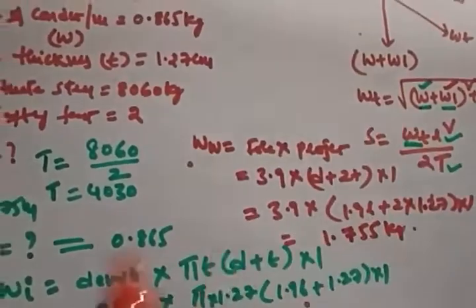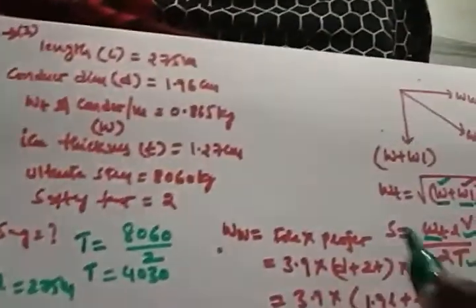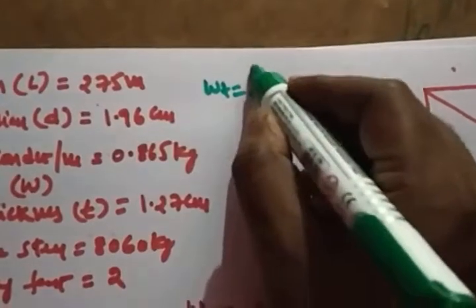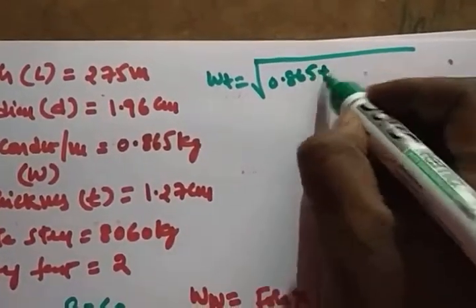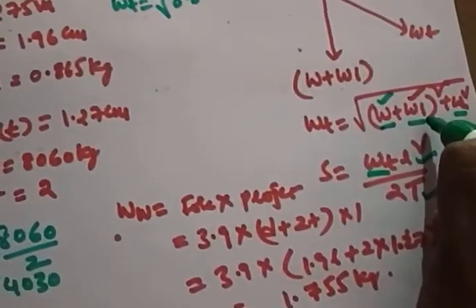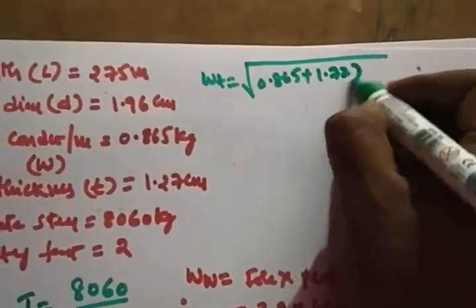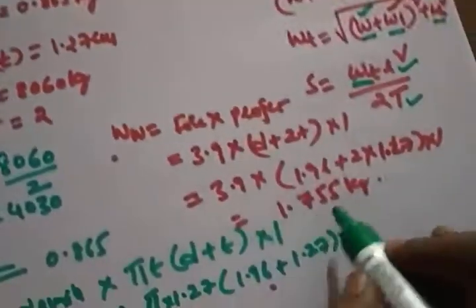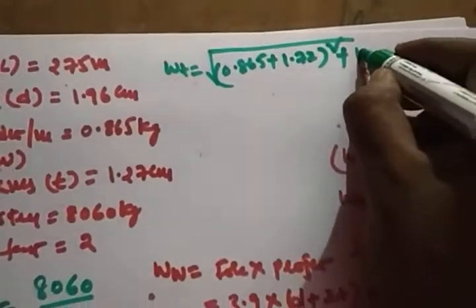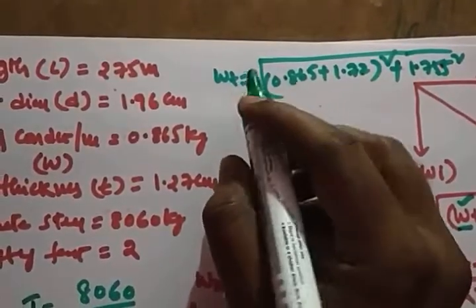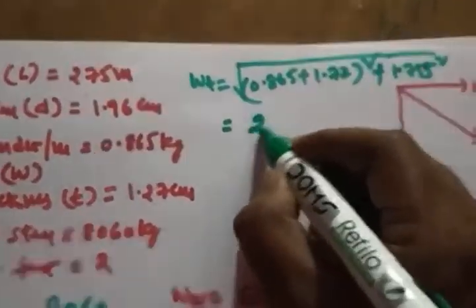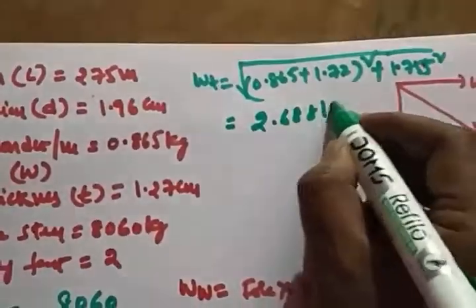So you know the W value, you know the Wi value, you know the WW value. Directly substitute and you will get the result. WT is equal to the square root of (W, which is 0.865, plus Wi, which is 1.72) whole square, plus WW, the wind force 1.755, whole square. What is the net weight? 2.688 kgs you will get.